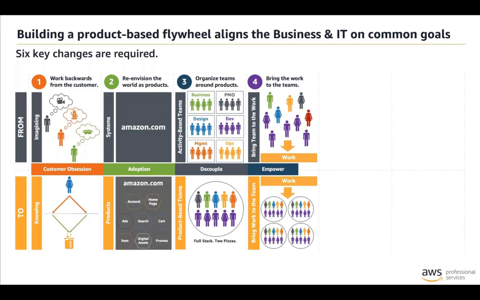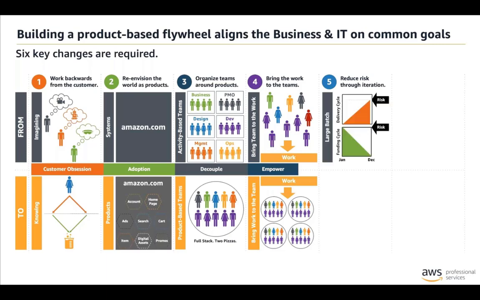Number 5, reduce risk through iteration. Large enterprises typically have large batch delivery and funding cycles. Delivery may take place over the course of a year with long phases of analysis, design, development, testing, go-lives, and finally a turnover to support. Throughout this long delivery cycle, the organization is accruing risk of delivering the wrong thing to customers. Only at the end of this cycle, when the application is finally in production, does the business find out if they've achieved product market fit.